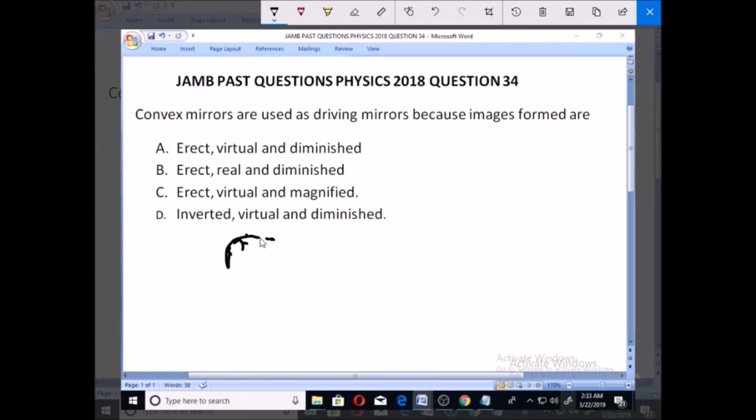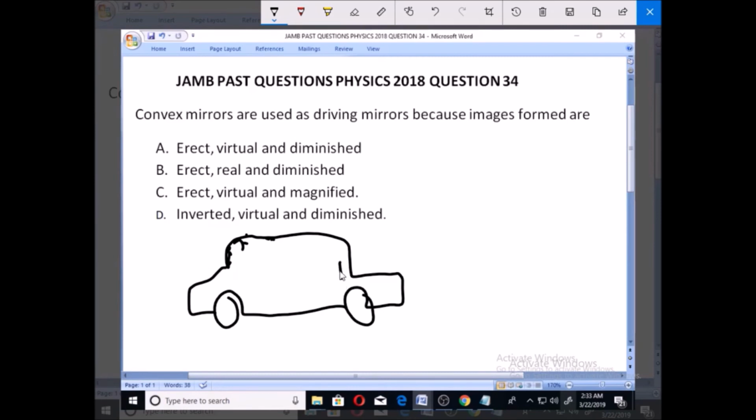So why is it that we use convex mirrors instead of concave mirrors? Now you have your car and you're driving your car. You have your mirror here that enables you to see somebody that is behind you. So when you look at the picture of this person behind you inside the mirror, you're going to find out that it will be erect. The way it's standing, that's the way you're going to see it, erect. But this time around it is diminished because it's smaller.